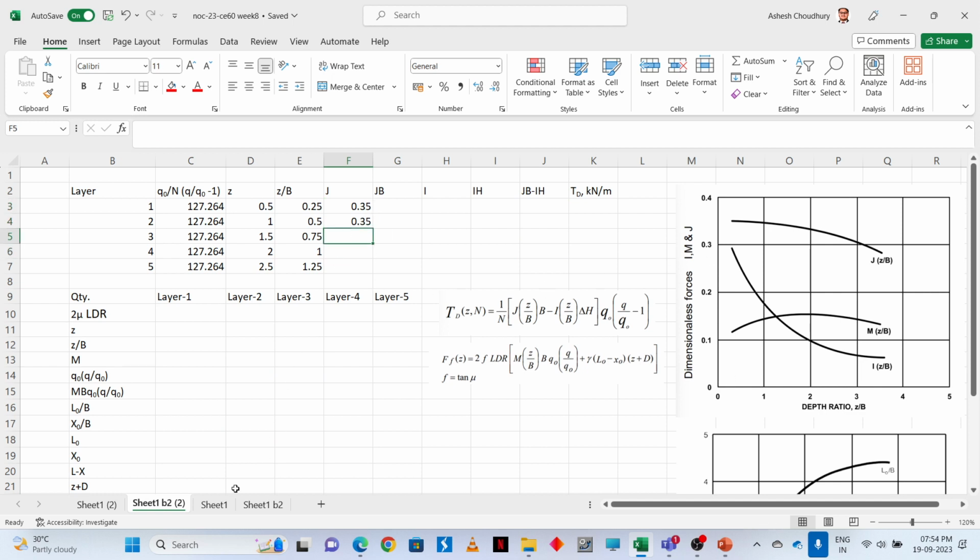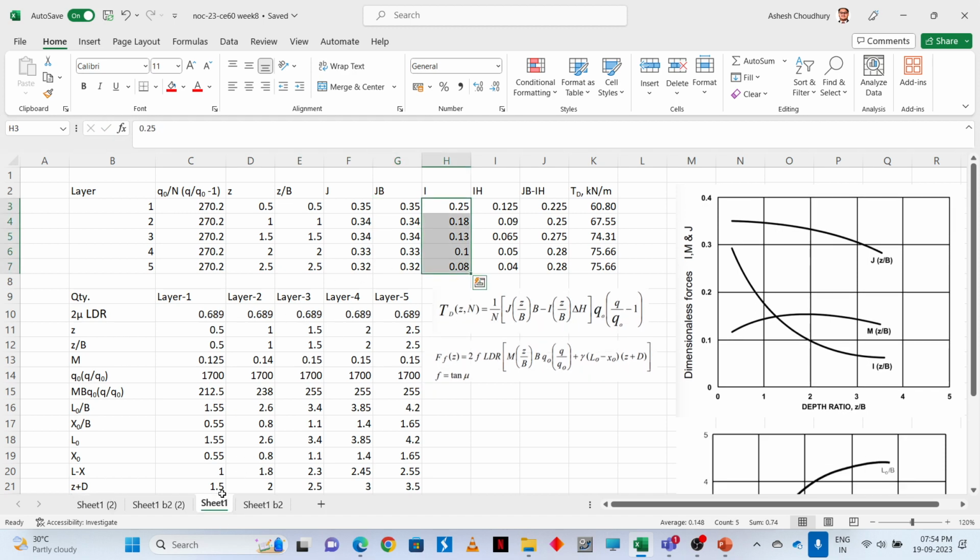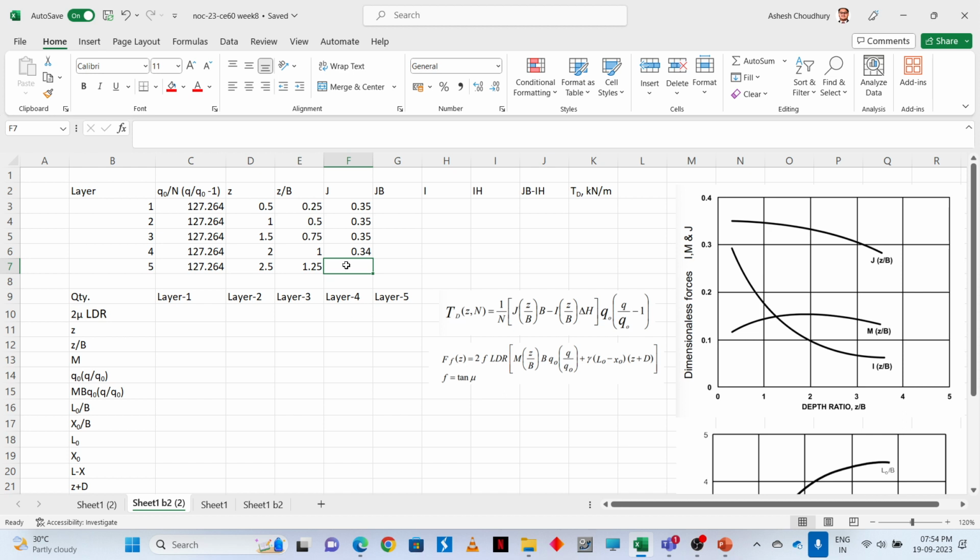Then let's see, 1.5. So the 0.75 also same, only you can take. Okay. Then for 1, how much? A little bit lesser, so 0.34. So we have taken that only, yeah, 0.34. And for 1.25 also you can take 0.33. I had done this before, I will just copy that.